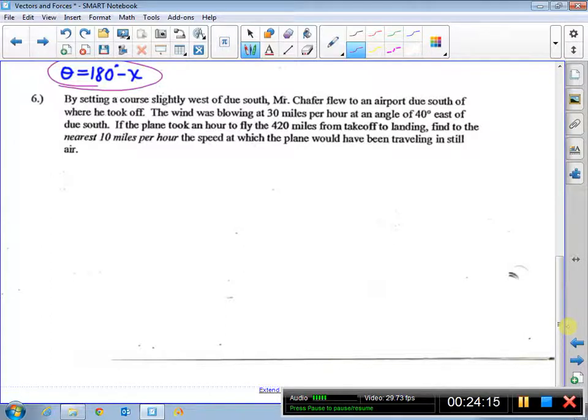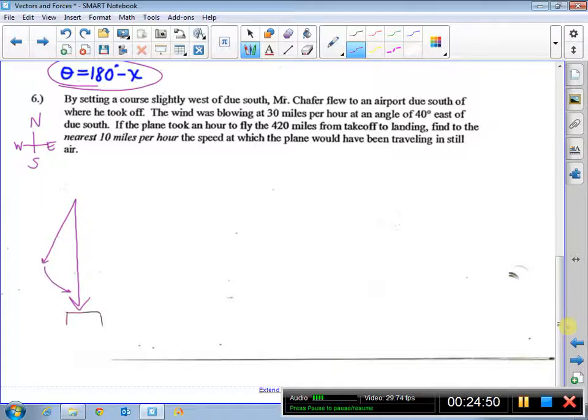So this is a tricky problem. One of the things that we need is a vector that shows due south. And there's our due south vector, of course. You have north, south, west, and east. So what did this pilot do? By setting a course slightly west of due south, the pilot went slightly west of due south. Now we need to do that if there's a wind blowing, because the wind would cause the plane to go a little bit in the direction.